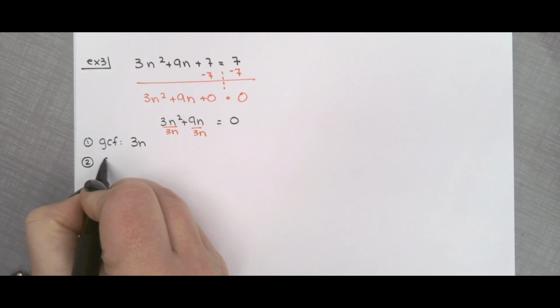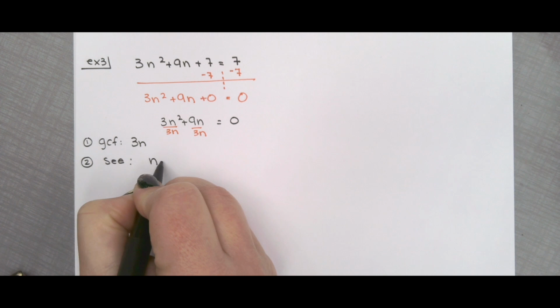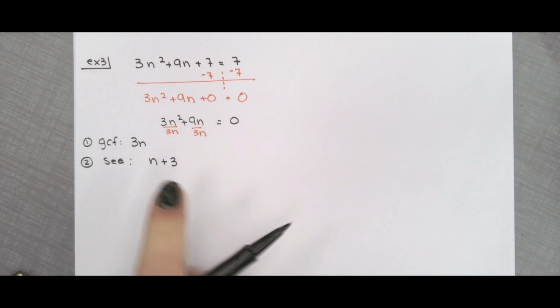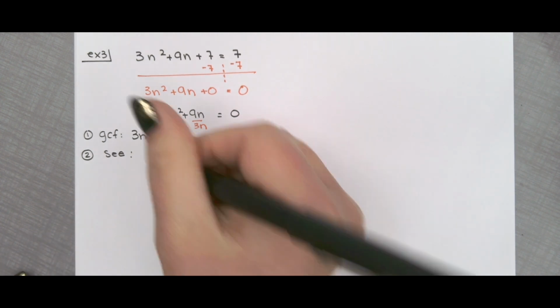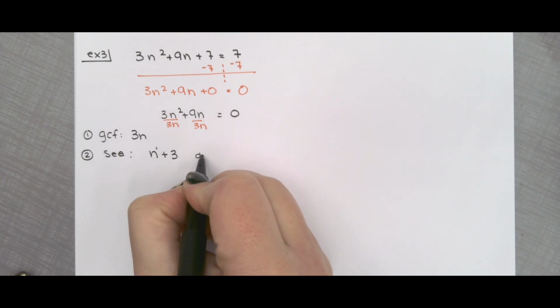What do we see after we divide by 3n? We end up seeing n plus 3, good. Now, n plus 3 is what's called linear. That means the exponent on our variable n is just 1. So there is no factoring. This is already done.